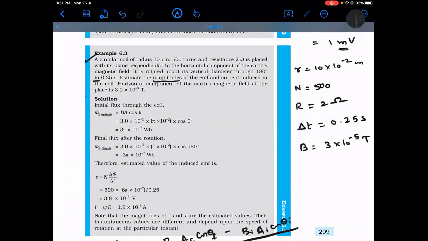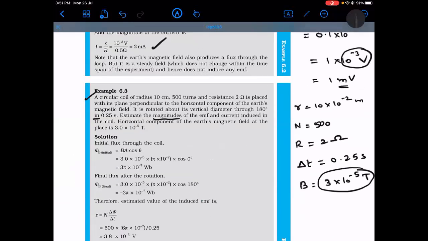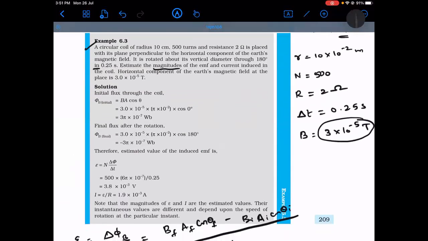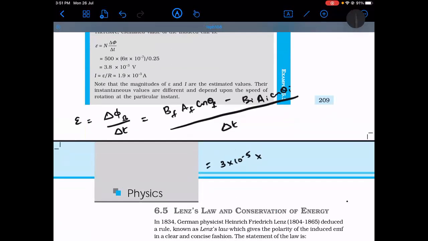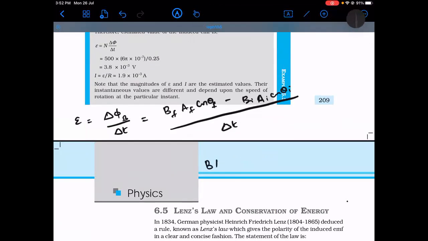So what is the value of B final, guys? Whether you talk about B final or B initial, the value is fixed. It is 3 into 10 power minus 5 Tesla. So 3 into 10 power minus 5 into, what is the final area? The final area is also pi r square only. So if I take those values common, B into A divided by delta t, then what is going to be different? Cos theta final minus cos theta initial.